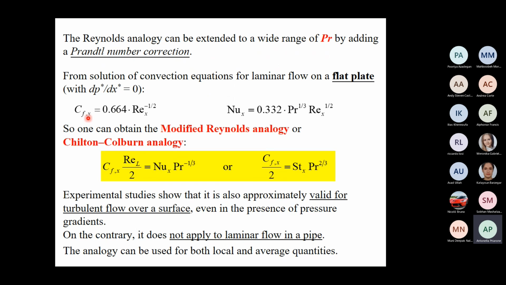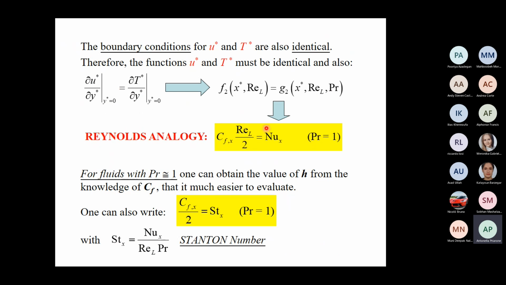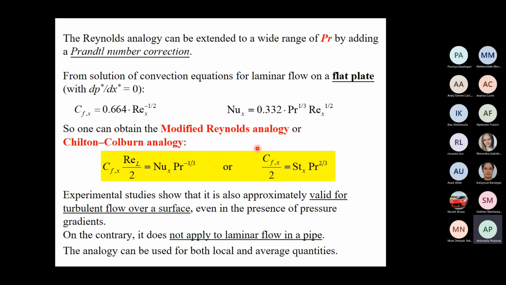Okay, so the expression for Nusselt and the expression for CF are similar, are linked with an expression that is exactly the previous one, the Reynolds analogy, with another correction that is the Prandtl correction.